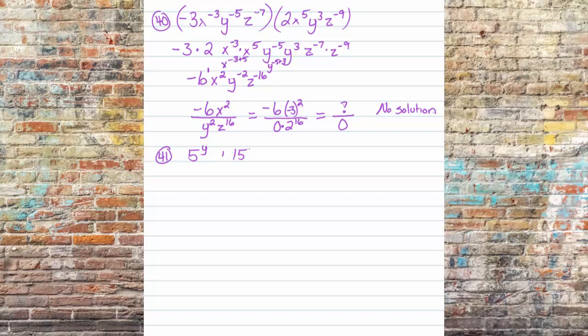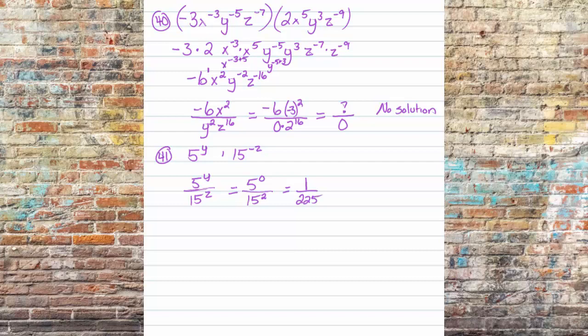Problem 41, 5 to the y power times 15 to the negative z power. Now I don't like having a negative power, so we're going to make the power positive, and that will give us 5 to the y power over 15 to the z power. And then we can plug in our terms. Again, y was a value of 0, so that will equal 5 to the 0th power over 15 to the 2nd power.